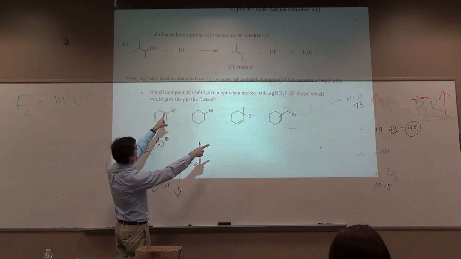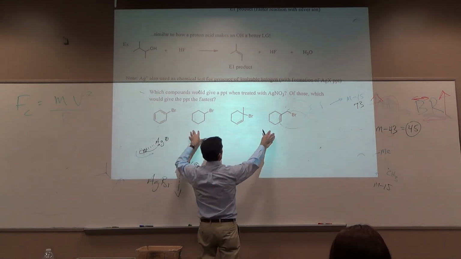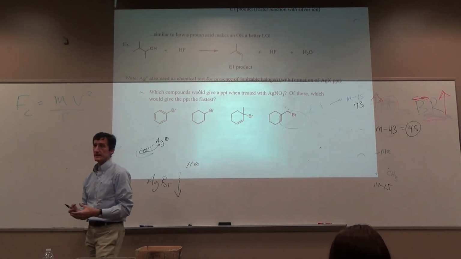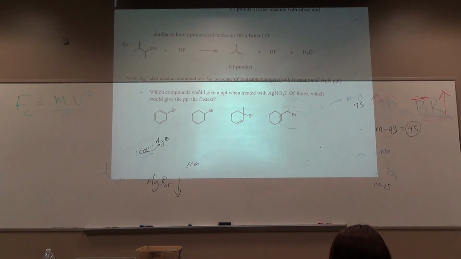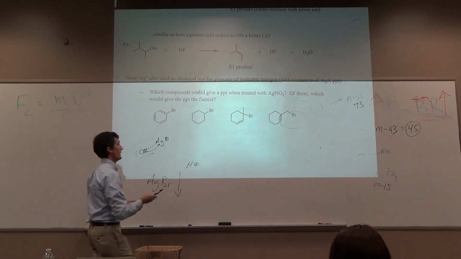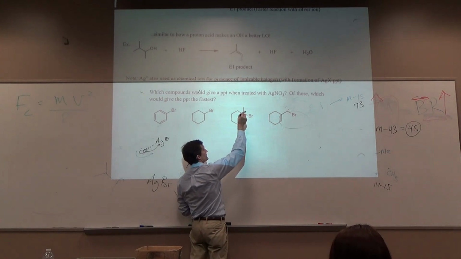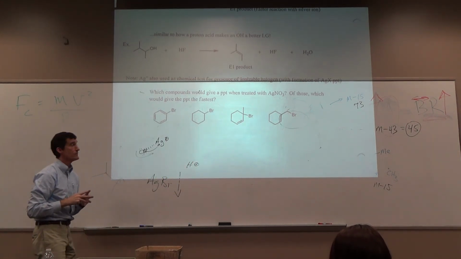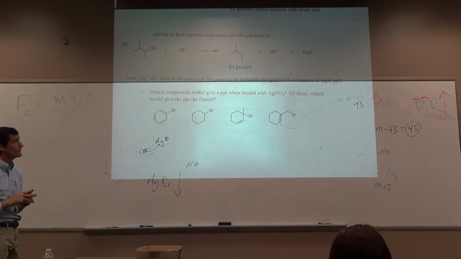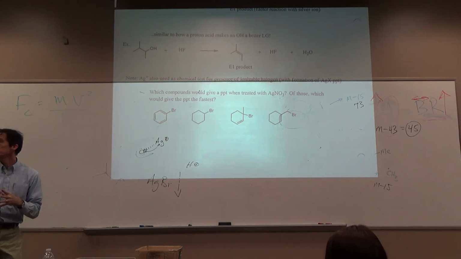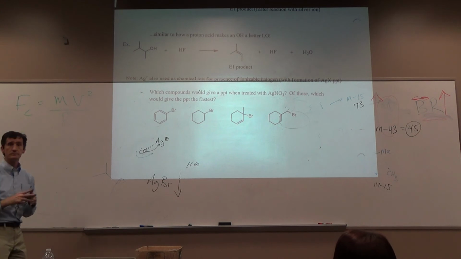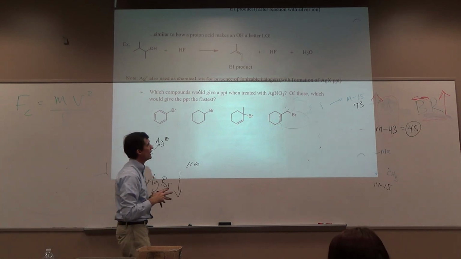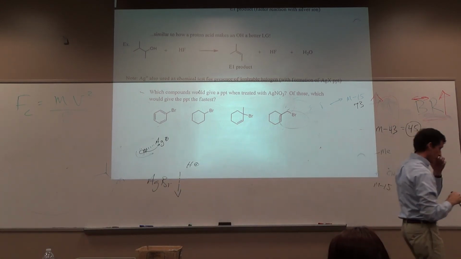Of these three, which would precipitate the fastest? Basically, you're looking for which is the best cation, which is going to be formed fastest. Not only would it be tertiary, but it would also be resonance stabilized. So those are some types of questions. Any questions about that?